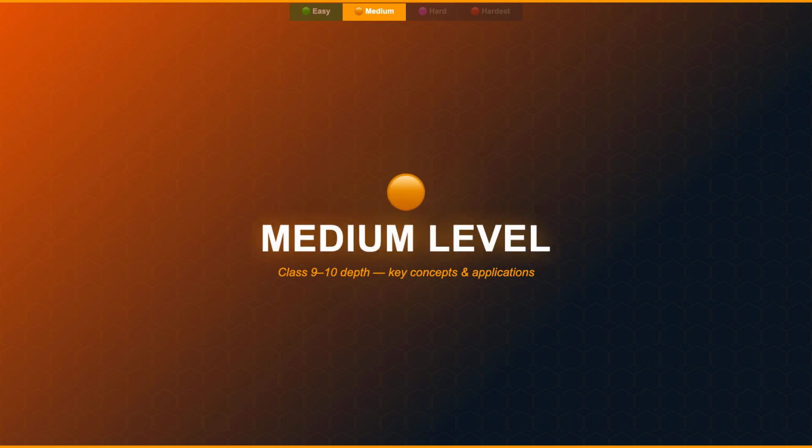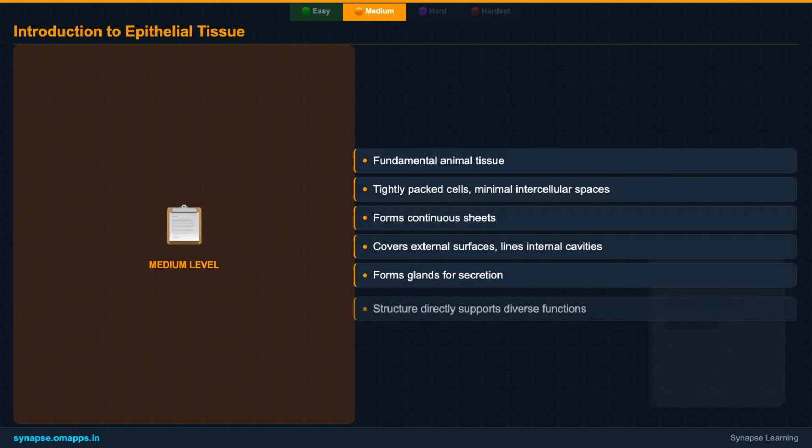Now, let's peel back another layer and explore the different types and classifications of epithelial tissue. Epithelial tissue, with its tightly packed cells and minimal intercellular spaces, is truly a marvel of biological engineering. It forms critical boundaries throughout your body, from your skin to the lining of your stomach, and even the delicate air sacs in your lungs. Its structure, being a continuous sheet, allows it to serve as a reliable barrier, protecting underlying tissues from damage, infection, and dehydration. This foundational tissue is essential for maintaining the body's internal environment and enabling vital processes.